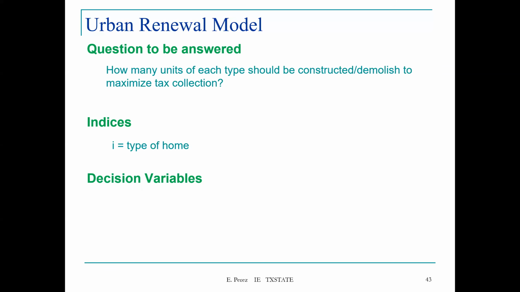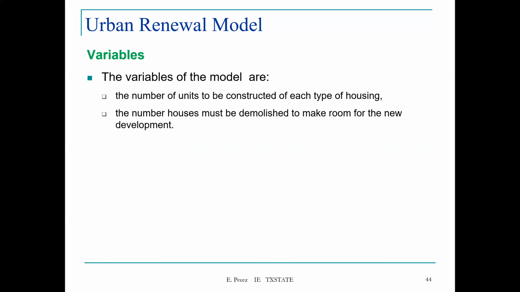So we're going to have an index i representing the type of home. And our decision variable is xi, which is equal to the number of units of type of home i. So this includes the 4 different levels, or the 4 different layouts for the new homes. The variables of the model are the number of units to be constructed of each type of housing. And in addition to that, we're going to have a variable representing the number of houses that must be demolished to make room for the new development.